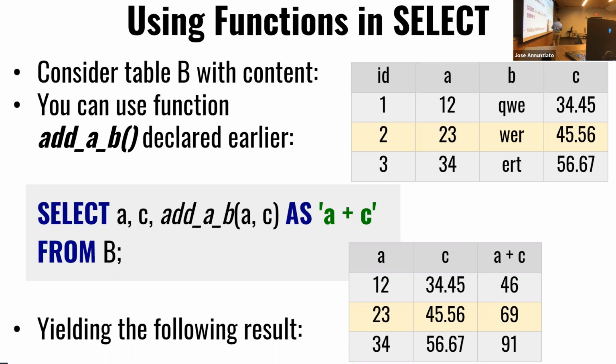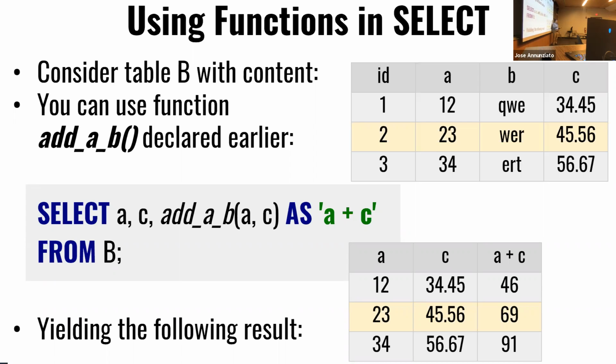I can do something similar. If I say select A comma B from B, I would get these two columns. Everybody okay? I can extend and create a brand new column and give it the name A plus C. I can say comma add AB and pass the values A, C, and notice that it generates the addition of all these, 1 plus this one, and so on.